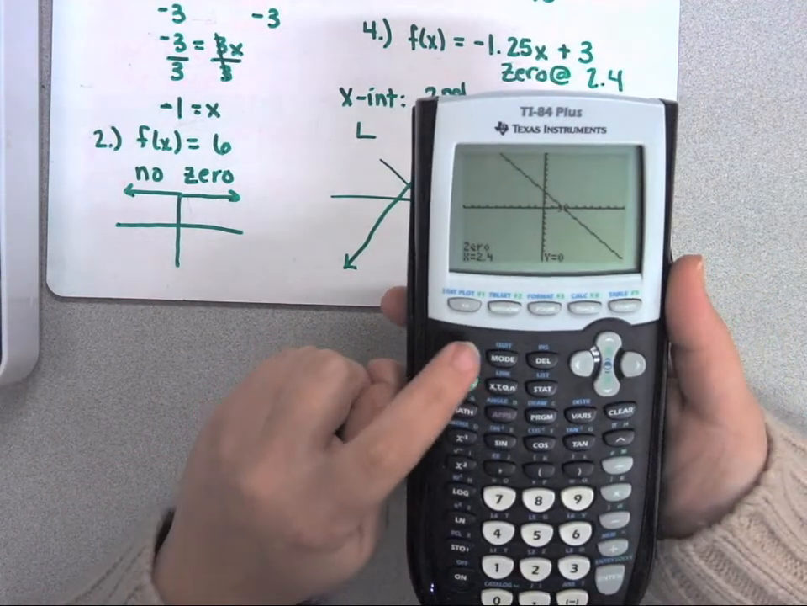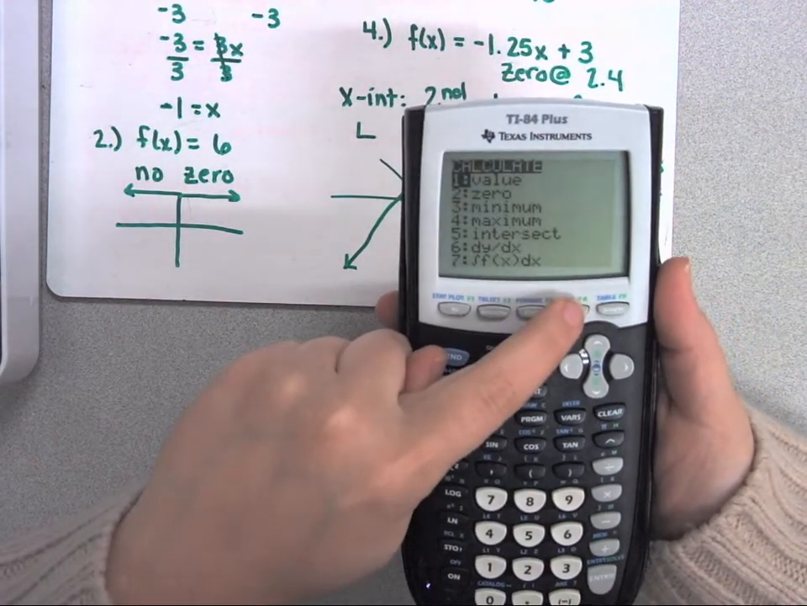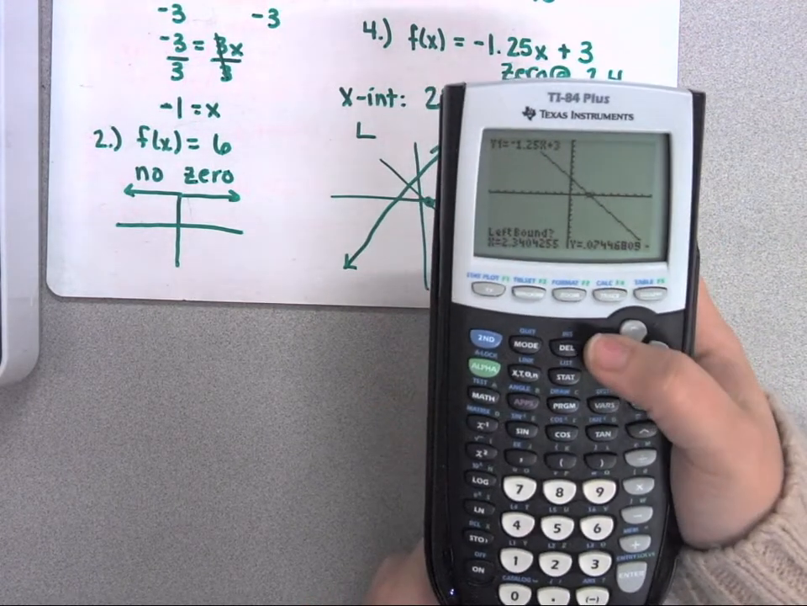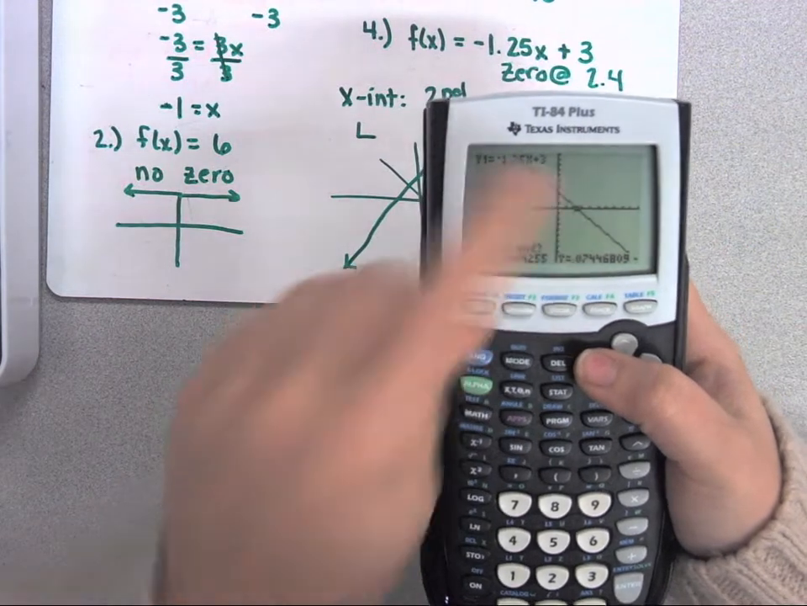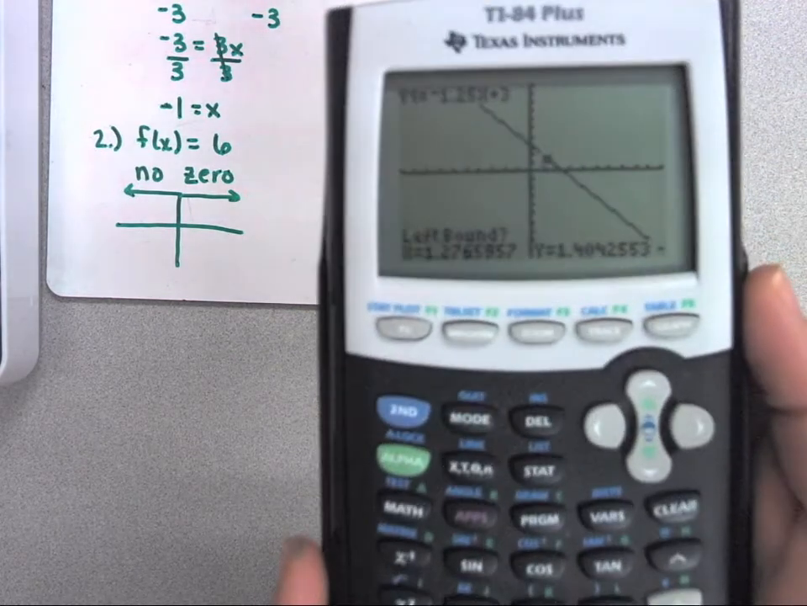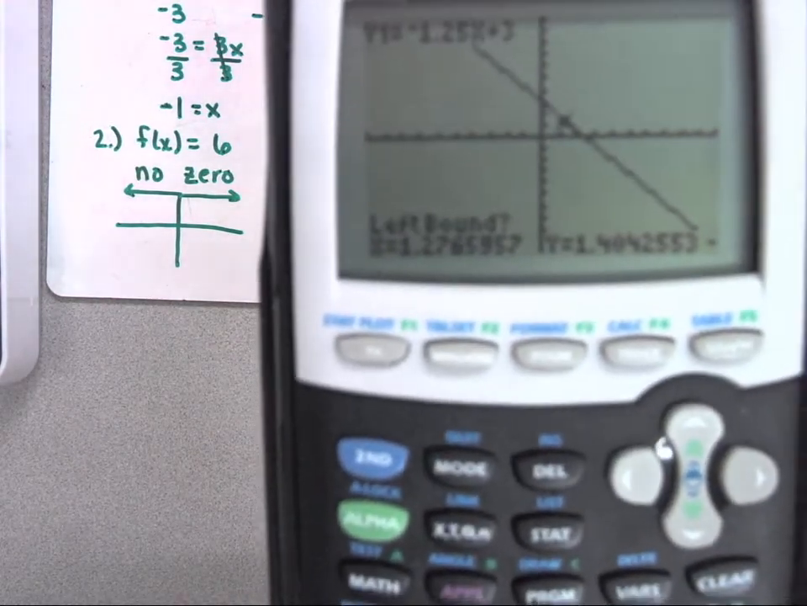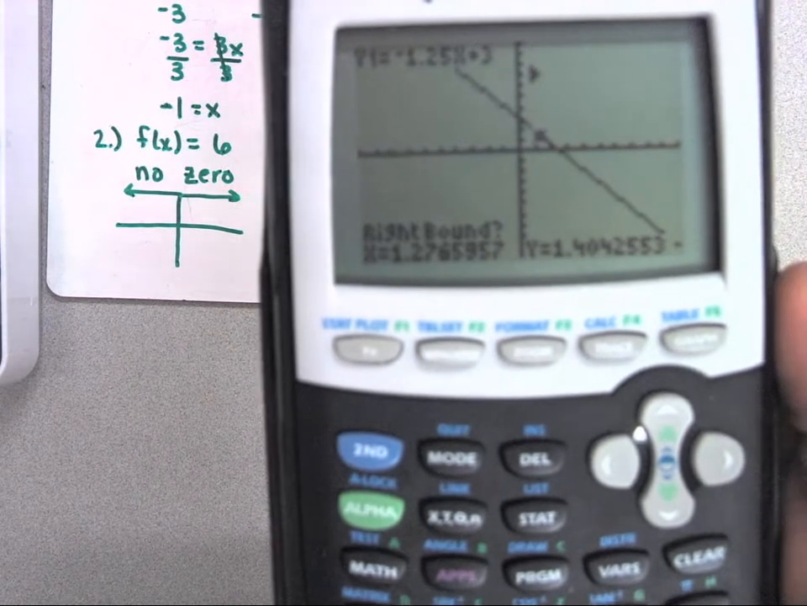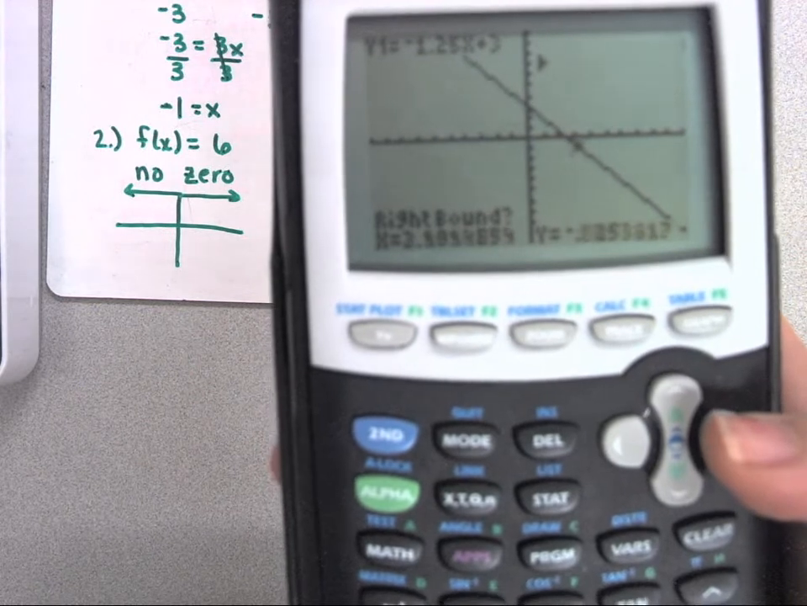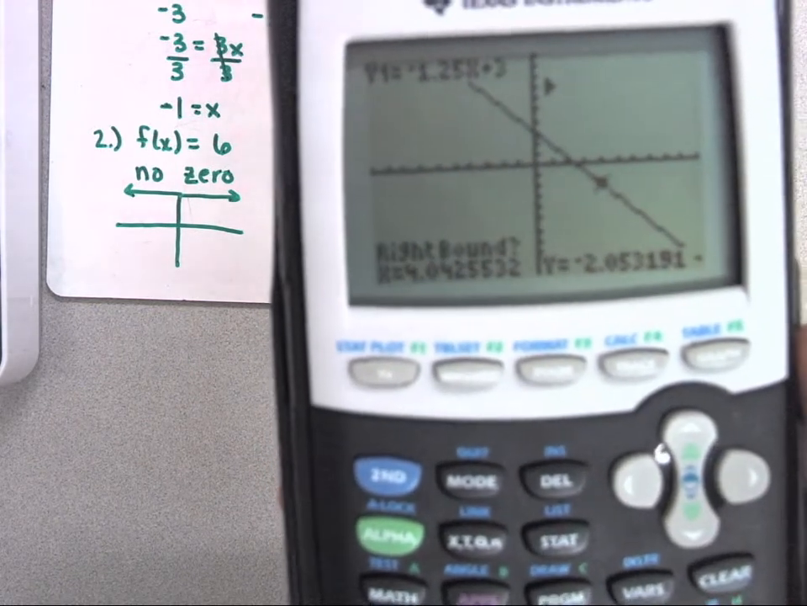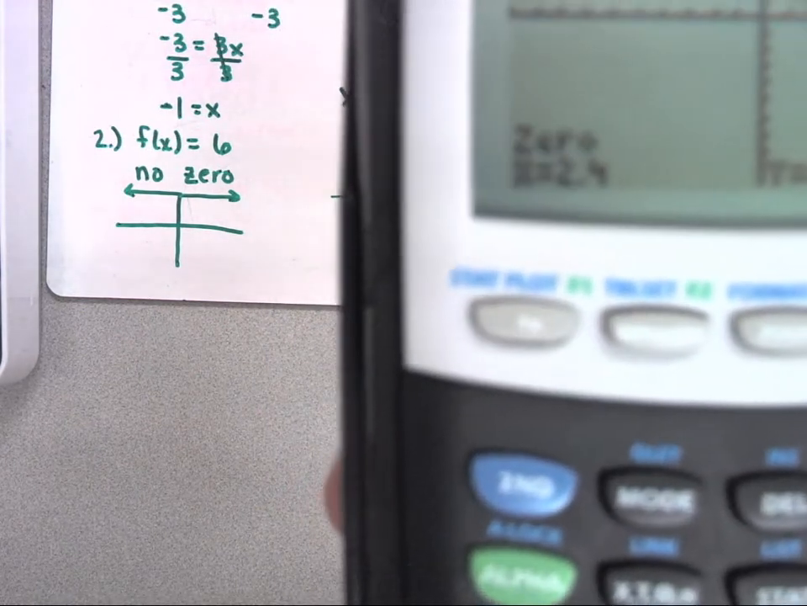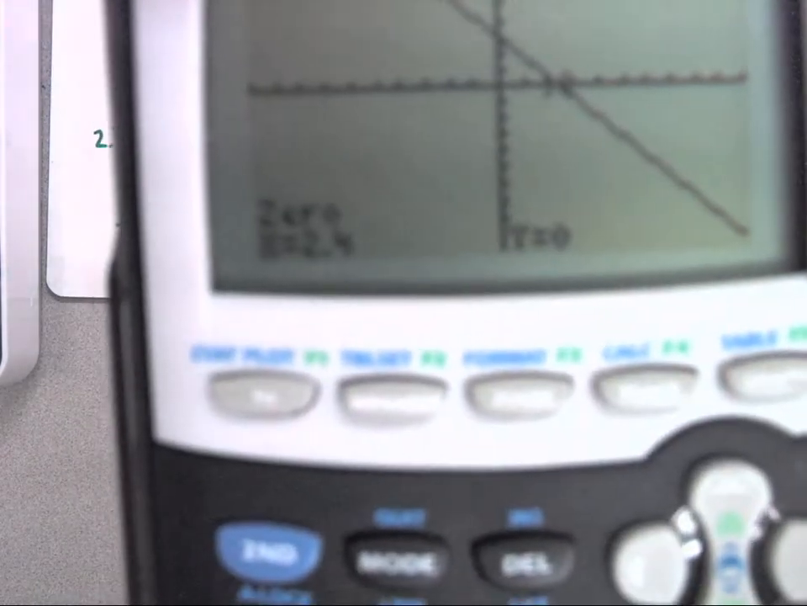So again, second, trace 2. In this line, left of my x-intercept is above. So I'm going to be above my x-intercept, as close as I can. I'm going to push enter once for left. Then I'm going to scoochie underneath my x-intercept and push enter twice. And then if you see it, it says x is 2.4, y is 0.